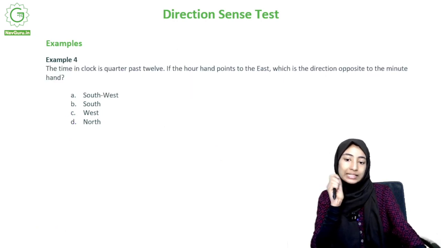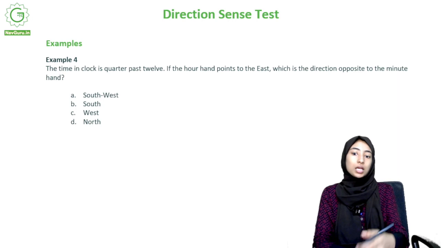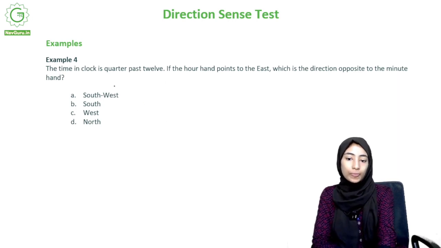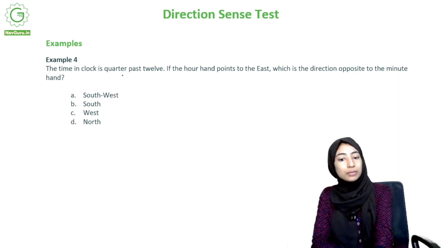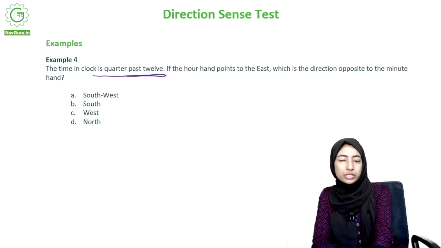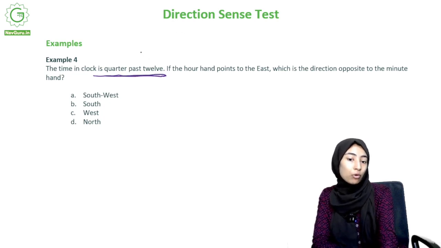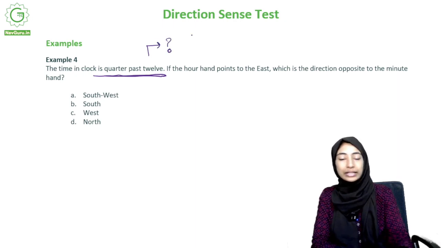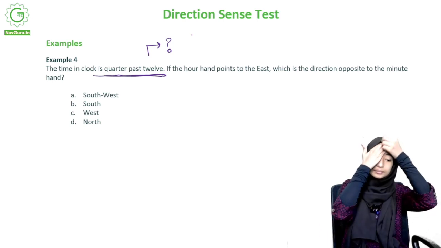Example 4. The time in the clock is 12:15. If the hour hand points to the east, which is the direction opposite to the minute hand is our question. So you basically have 12:15. Okay, now this is some usage. I'm not sure if you guys have learnt this, but things like this, what does it mean? If you have never seen this before, just guess what time this would be. What time is this referring to? Just guess. I'll give you some time. Just take a wild guess.